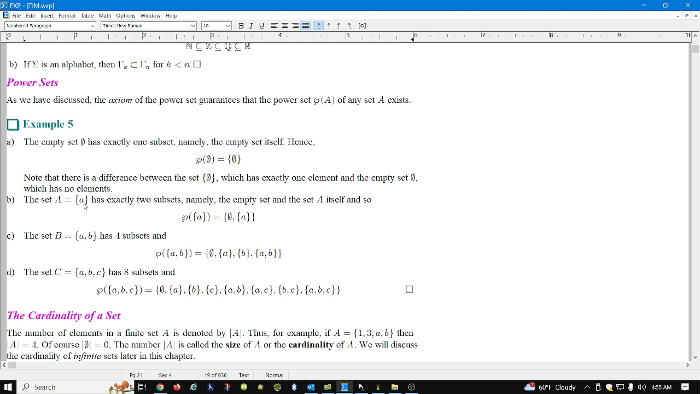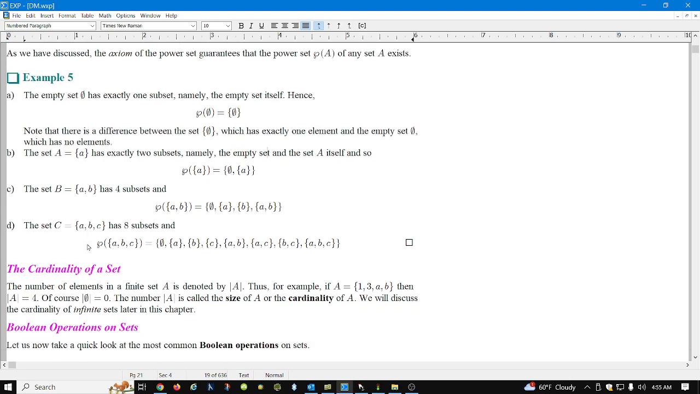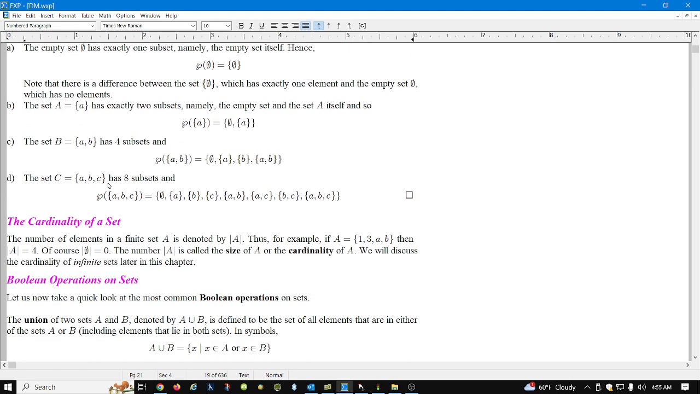A singleton set has two subsets, the empty set and itself. A doubleton set has four subsets. A set with three elements has 8 subsets. And we're going to see later on that a set with n elements has 2 to the n subsets. And we'll in fact prove that by a couple of different means when we talk about proof techniques.